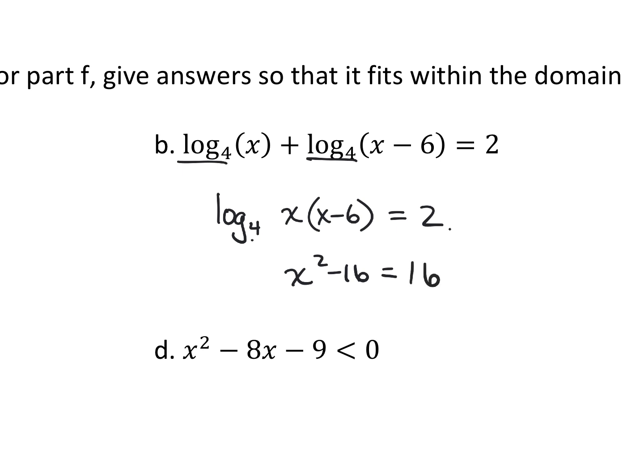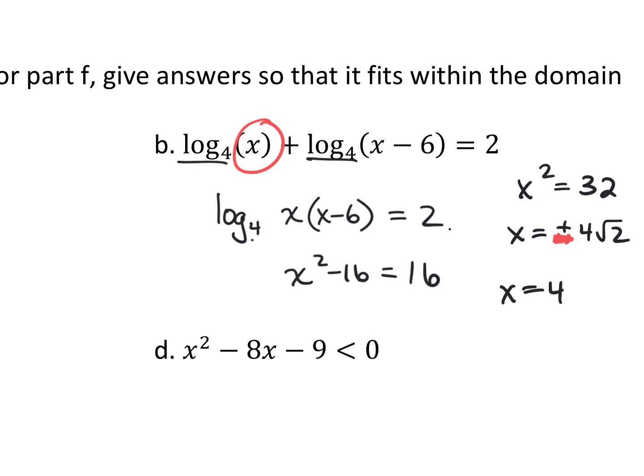So now I'm going to go ahead and add 16 to both sides. So x squared equals 32. X equals plus or minus 4 root 2. But we always have to check to make sure our answers are within the domain. So we are actually going to exclude the negative version of this answer because we would have a domain restriction here. Our one possible answer is 4 root 2.